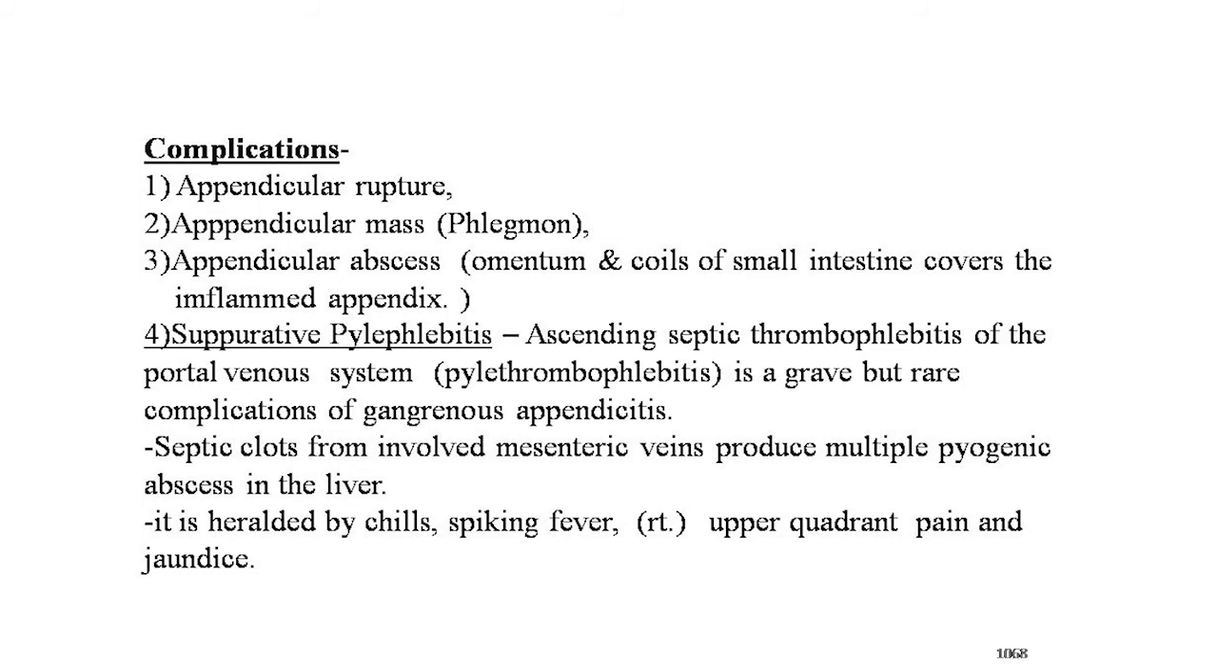Septic clots from the involved mesenteric veins produce multiple pyogenic abscesses in the liver. It is heralded by chills, spiking fever, right upper quadrant pain and jaundice. All these symptoms are the herald of suppurative pylephlebitis.